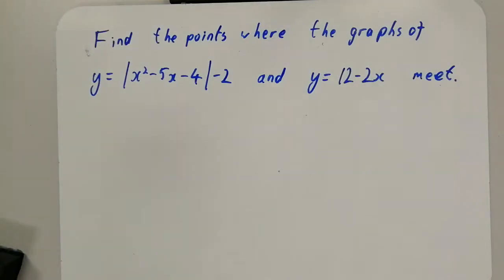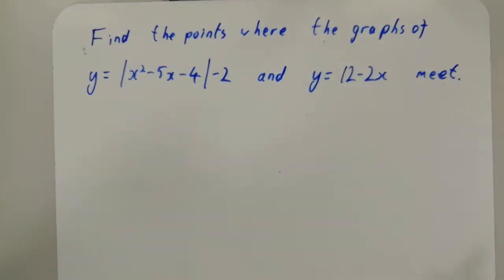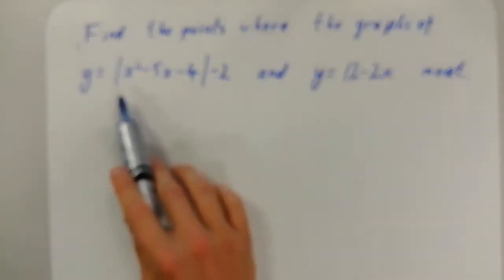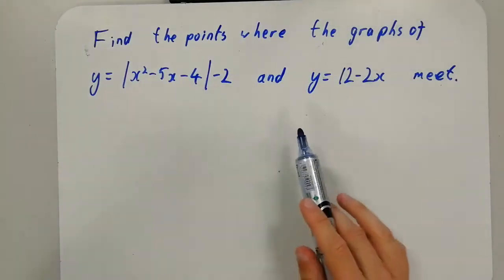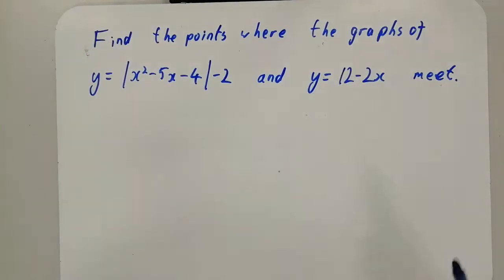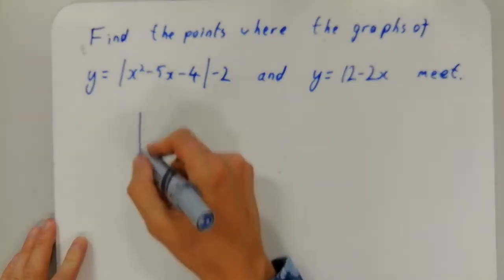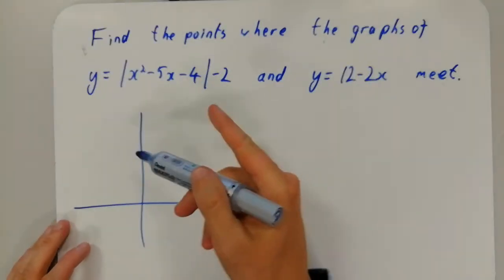We're going to have a look at how to solve stuff with a modulus function in it. So, if we have a look at this, we want to find the points where the graphs of y equals modulus of x squared minus 5x minus 4, minus 2, and y equals 12 minus 2x meet. Let's start off by just sketching this very roughly so that we think how many solutions we're expecting.